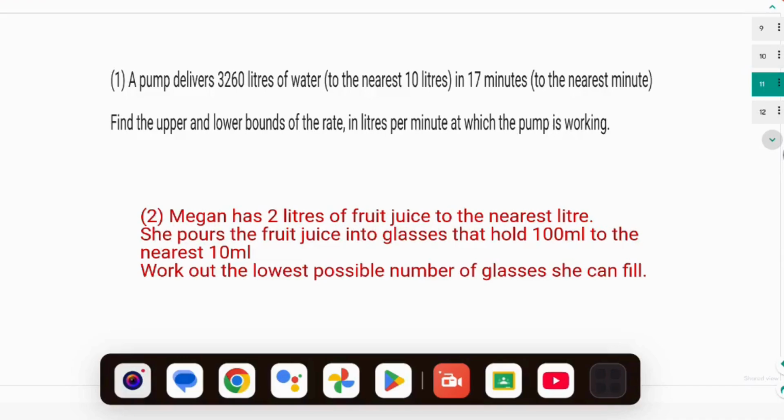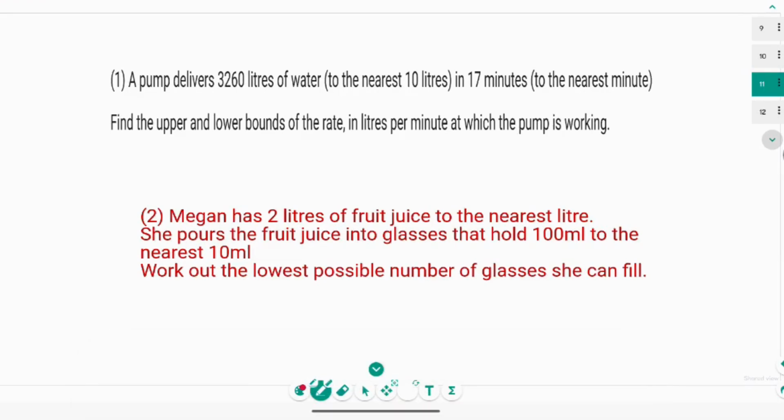Okay, so we've got a pump delivers 3,260 litres of water in 17 minutes. Find the upper bound and lower bound of the rate in litres per minute at which the pump is working. If this wasn't an upper bound, lower bound question, if we haven't been given the values rounded, it would just be a division. Per minute, how many litres per minute? 3,260 divided by 17. It is upper bound, lower bound. So let's get the upper bounds and lower bounds first.